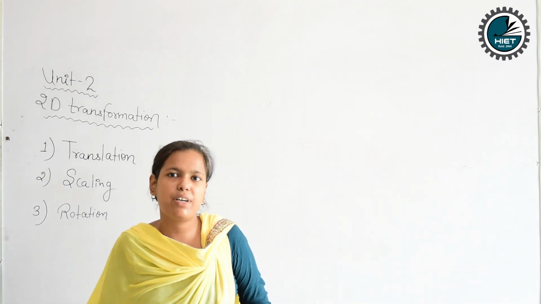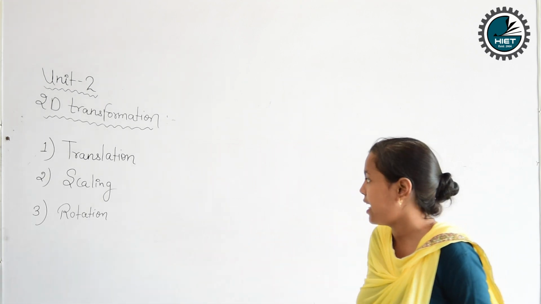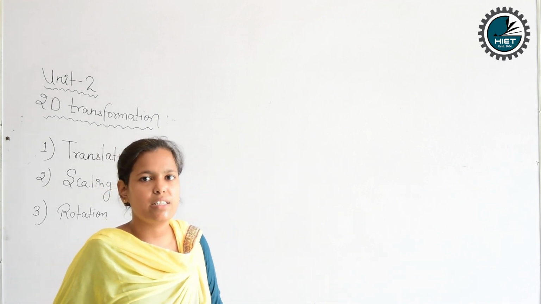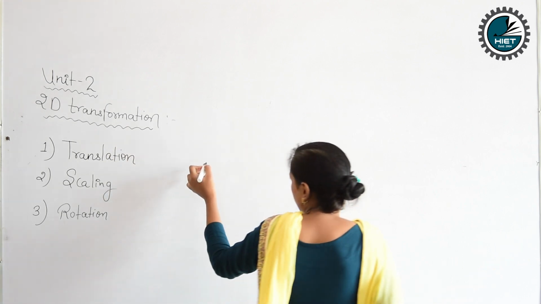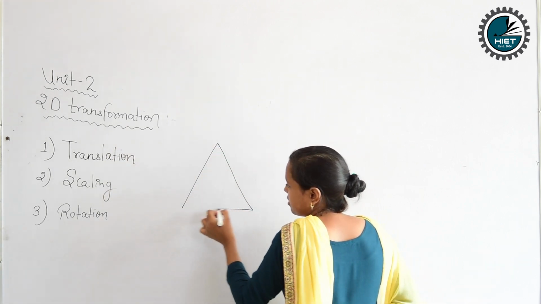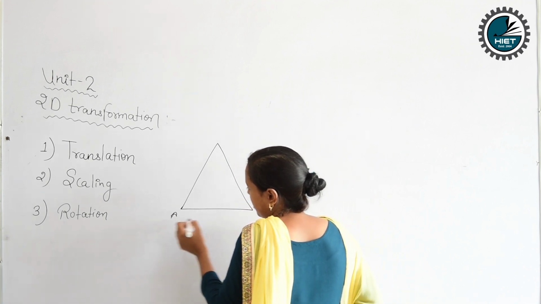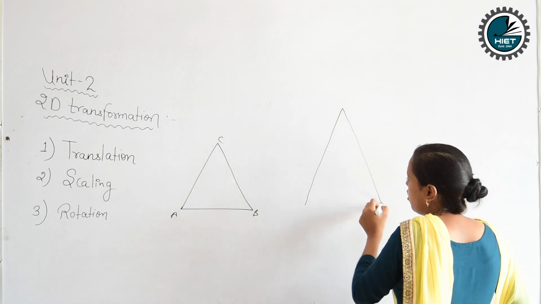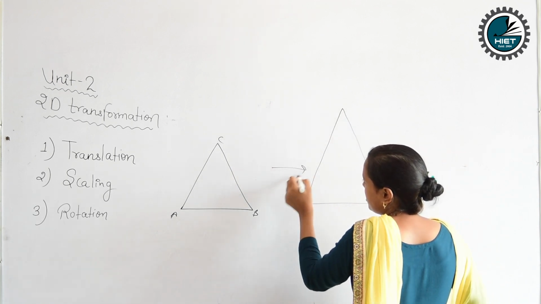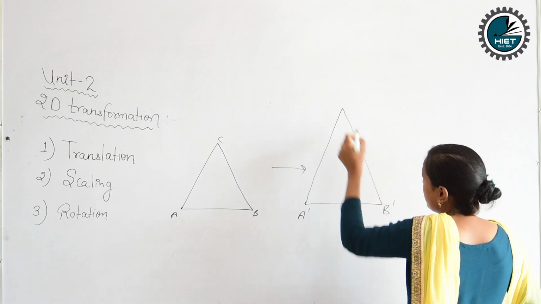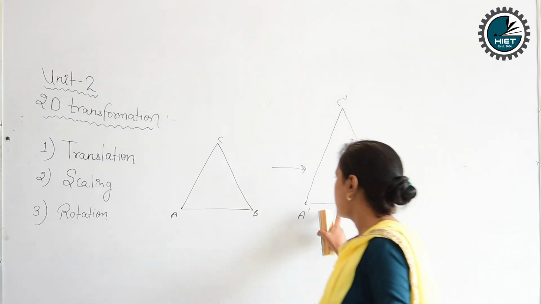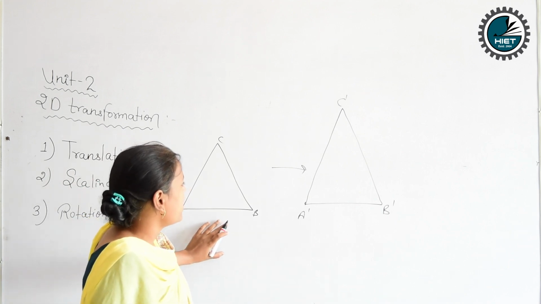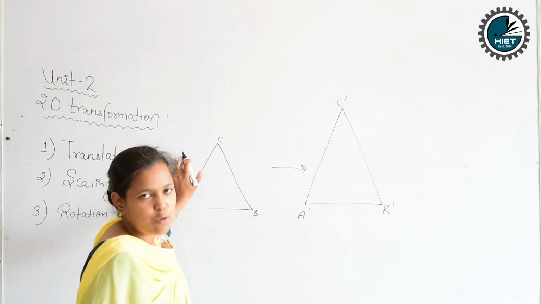First of all, what is scaling? Scaling is increasing or decreasing the size of the object. Suppose the original object is triangle A, B, C. We increase the size of the old object, and the new object is A dash, B dash, C dash. Increasing the size of the old object is called scaling.